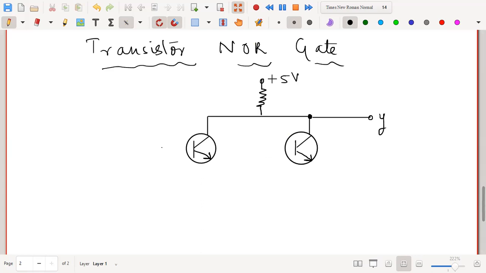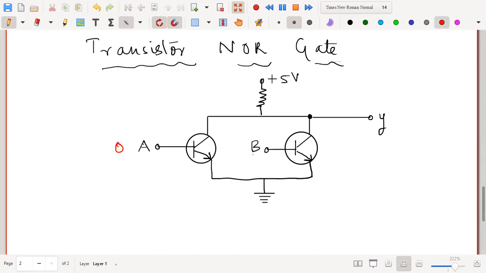Now for the inputs, you will give one input here, A, and the other input here, B. I will join the emitters of these 2 and then make a ground connection here. So when both A and B are 0, 0, then you will get a 1 at the output. Let us verify this.